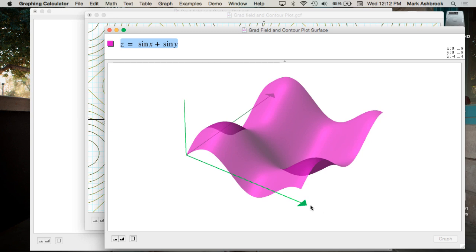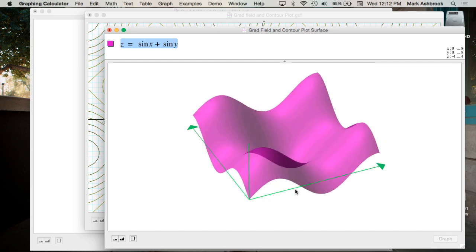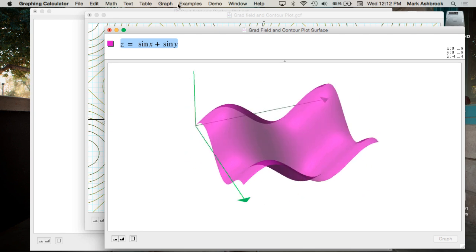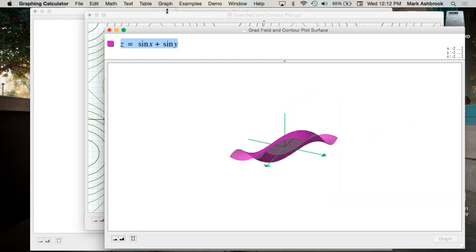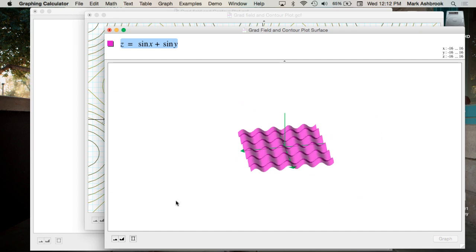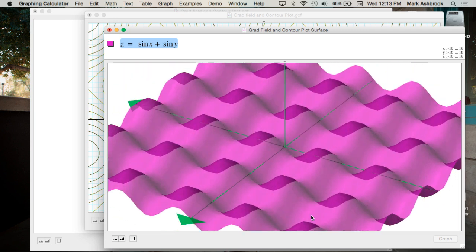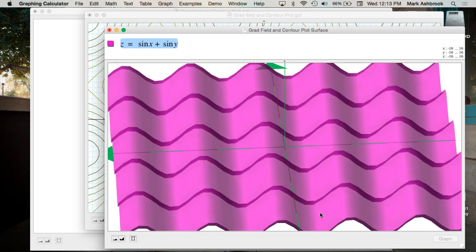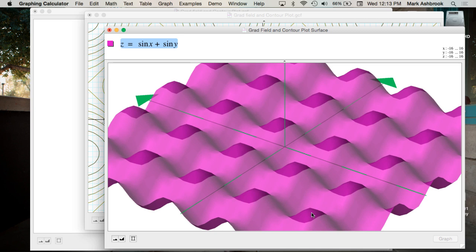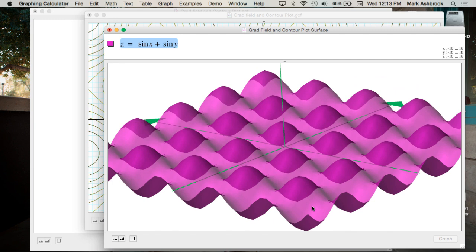And this is actually the graph of sine x plus sine y. So let's reset the graph here. There we go. Okay. All right, questions on that? Okay, cool.